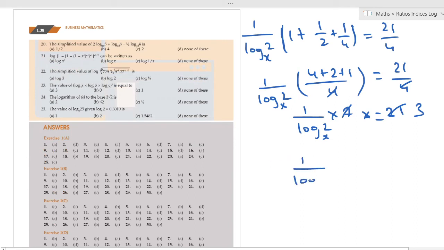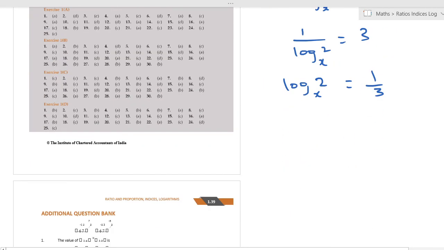We have 1 by log 2 to the base x equals 3. So log 2 to the base x equals 1 by 3. Guys, this is the base, this is the power, this is the value. So we get x power 1 by 3 equals 2. It will be 2 cubed, so x is 8.